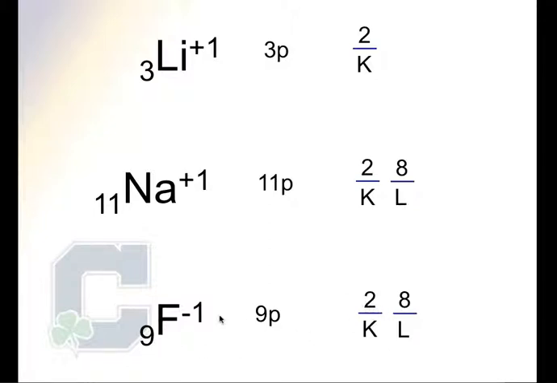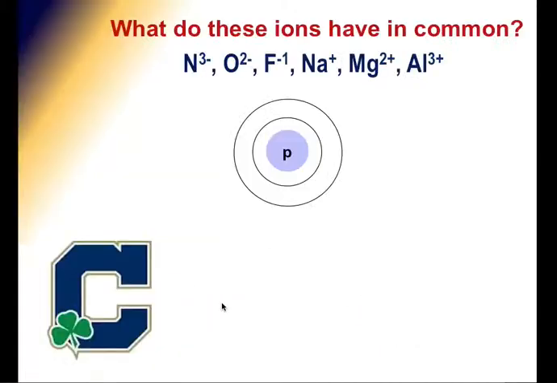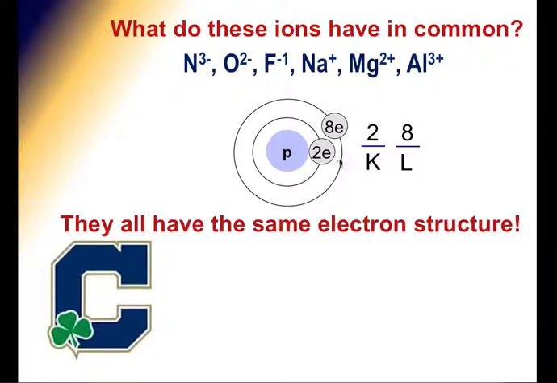Okay, so a quick way to remember how to do this is that this 9, and then this would be like a plus 1, should equal whatever my KLM structure is. So 2 and 8 equals 10, 9 plus 1 equals 10. Good. Okay, so what do all these ions have in common? Nitrogen 3 minus, oxygen 2 minus, F minus, Na plus, Mg 2 plus, and Al 3 plus. If I subtract these numbers here and add these numbers here to the number of protons, they all have the same KLM structure, 2K8L.